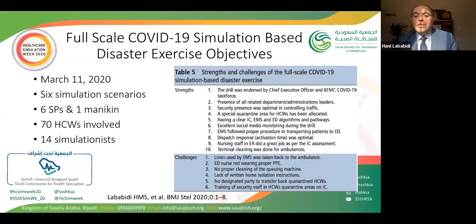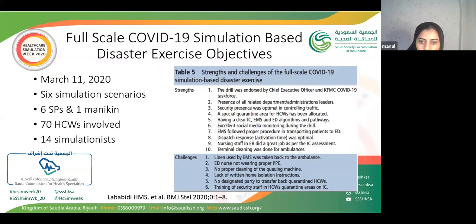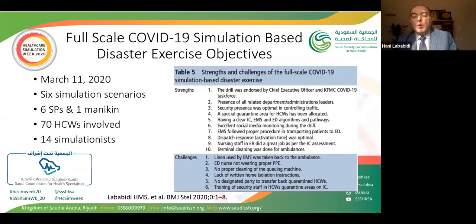So now we have all these resources, and we didn't find a designated party to transfer quarantined healthcare workers back to their quarantine space. And we thought that security staff in the quarantine area need to have more training. These are some challenges that we got, and they were corrected on a timely basis.